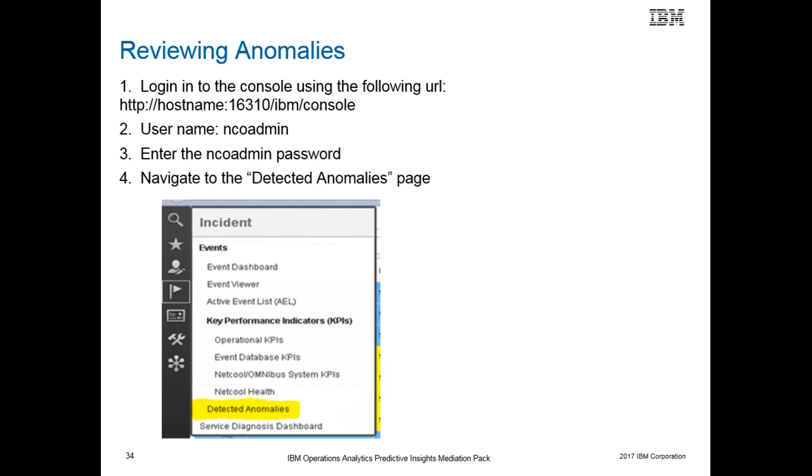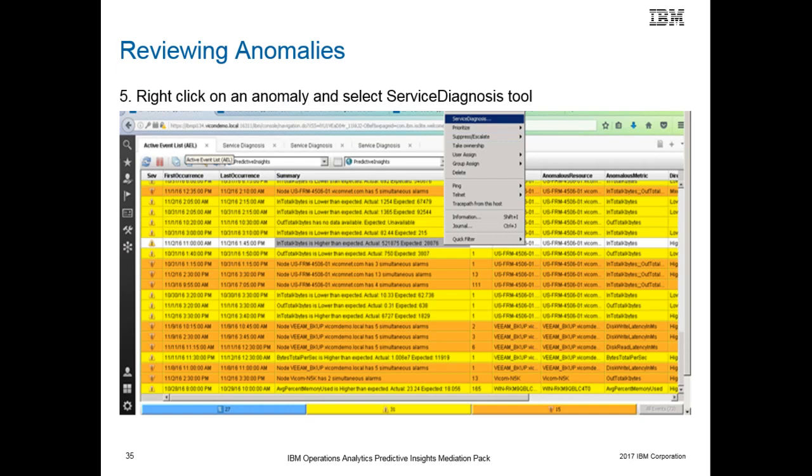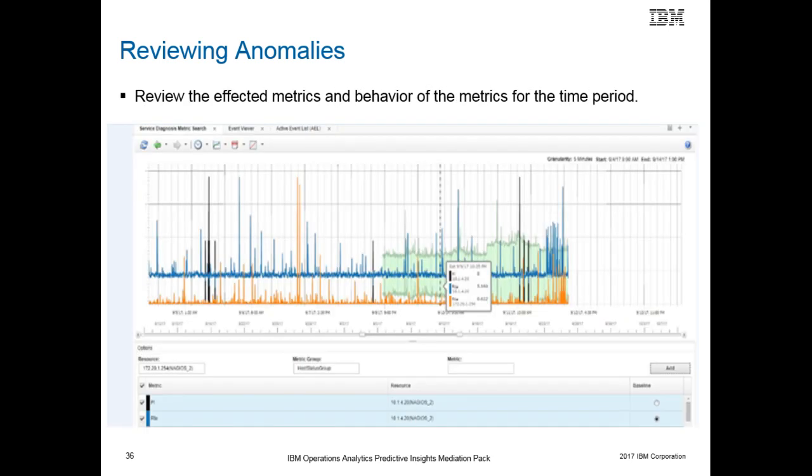Typically the training process can take up to 2 weeks before the anomalies are accurately predicted. When the training process is complete, you can review any detected anomalies by logging into the console and navigating to the Detected Anomalies page as shown on the slide. To view an anomaly, right-click on the anomaly in the active event list and launch the Service Diagnosis tool, as shown in the slide. You can now review the metric behavior over a time period as shown on the slide.